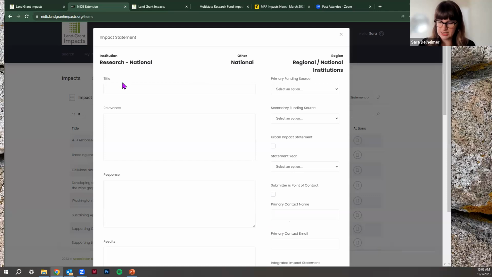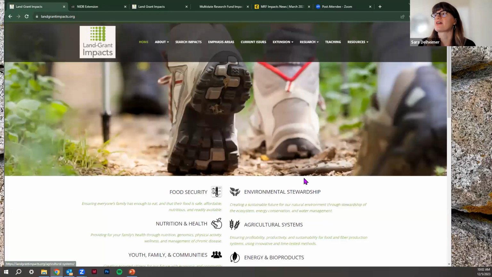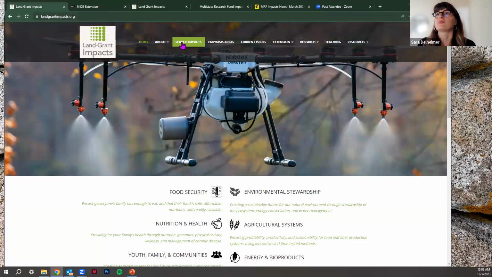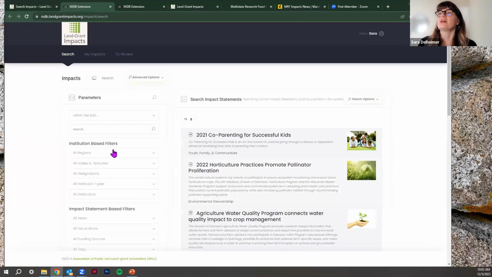So that's inputting statements. I do want to briefly show you what it looks like to search. So we're going to go back to this main page, just landgrantimpacts.org. And you can search the impact database by clicking the search impacts tab. Right now you have to kind of click again, and then it pulls up the database. And on the left, you're going to have a lot of different filters, a lot of different ways to narrow down and filter your search.